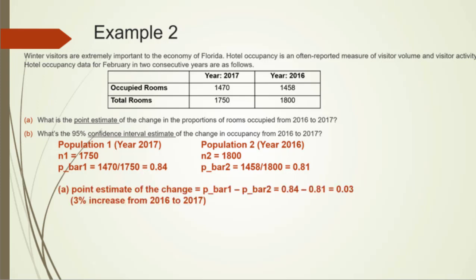For part A, the point estimate of the change from 2016 to 2017 would be the sample proportion in 2017 minus the sample proportion in 2016. So that is P-bar 1 minus P-bar 2. That's going to be 0.03. This says there's a 3% increase from 2016 to 2017.